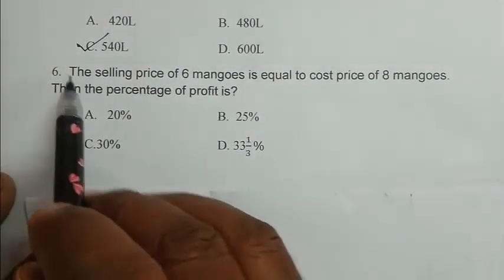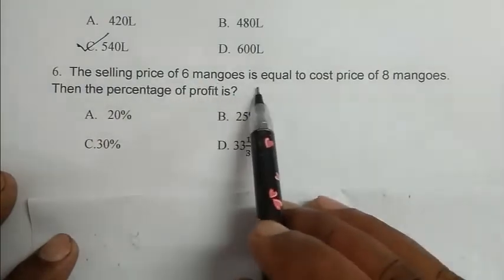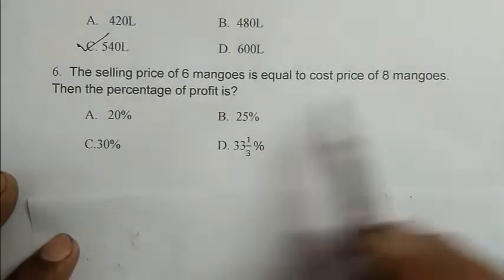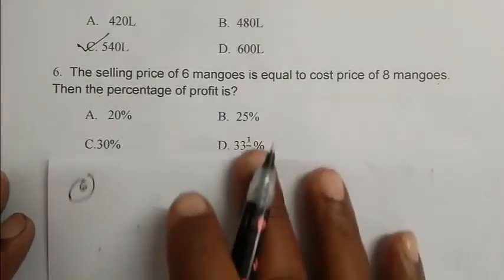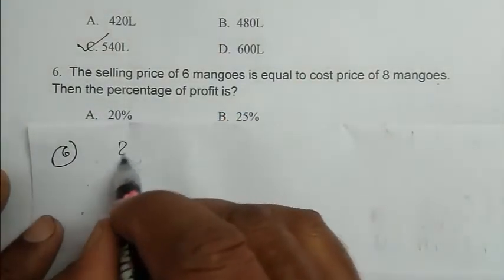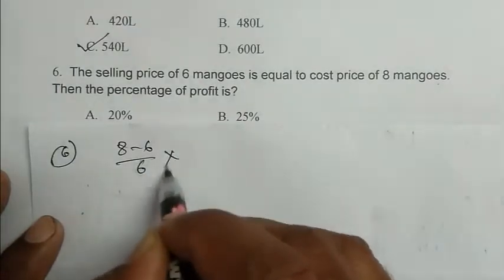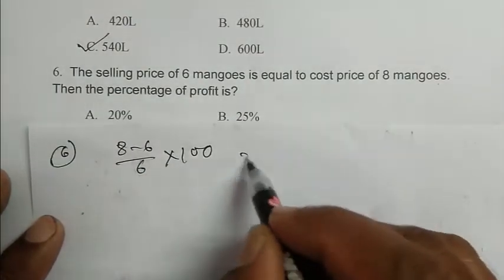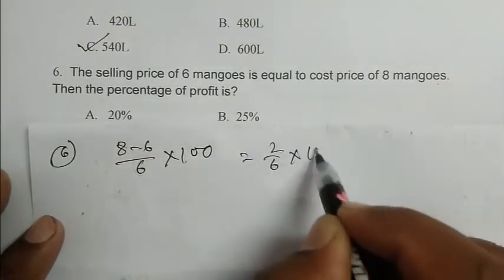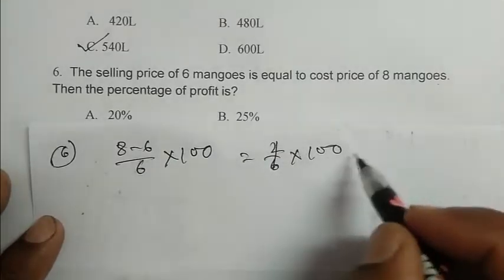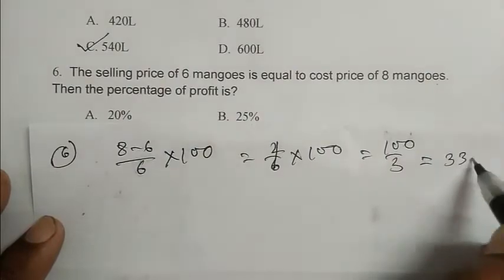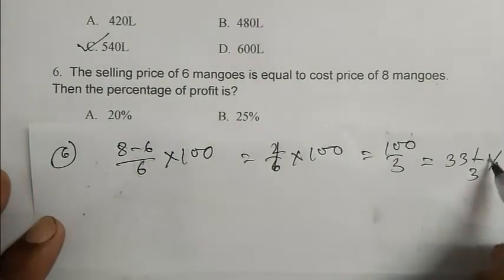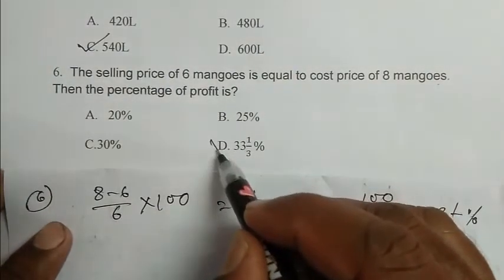Question number 6. The selling price of 6 mangoes is equal to the cost price of 8 mangoes. Then the percentage of profit is. We calculate it from the formula. We know that 8 minus 6 by 6 into 100 is the profit percentage, that is 2 by 6 into 100, or 100 by 3, that means 33 1/3%. So D is the right answer.